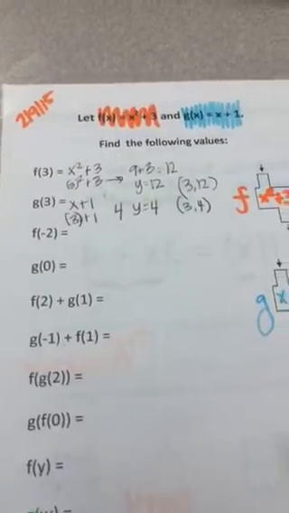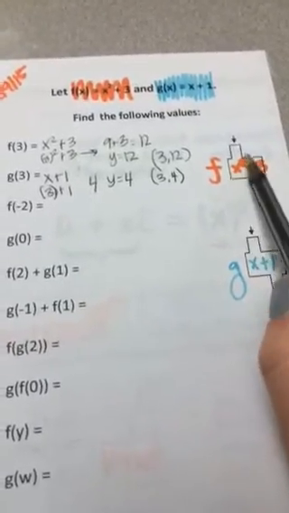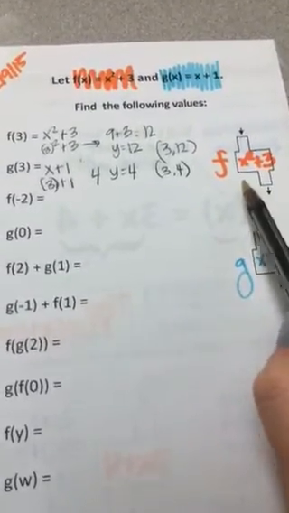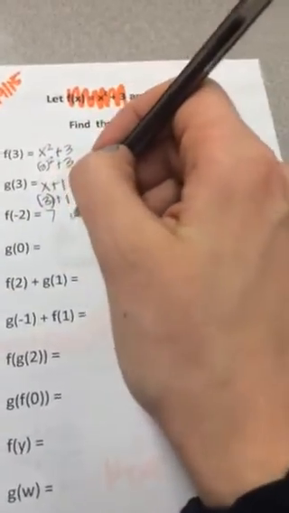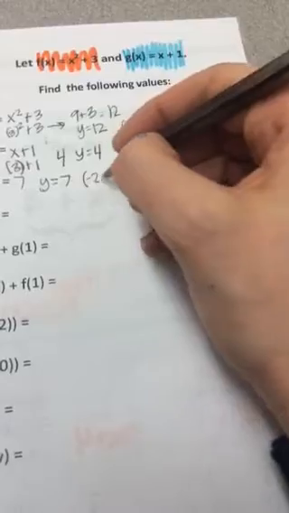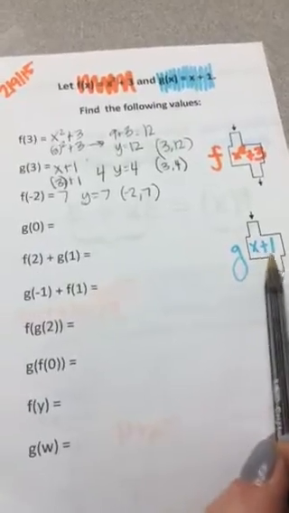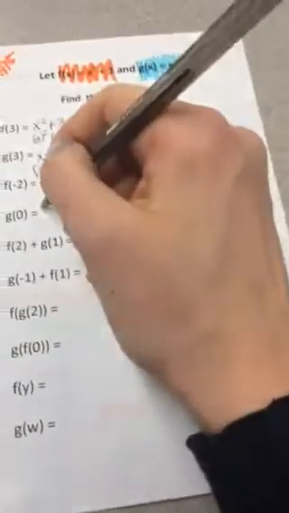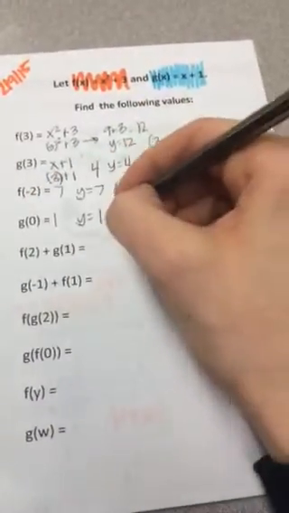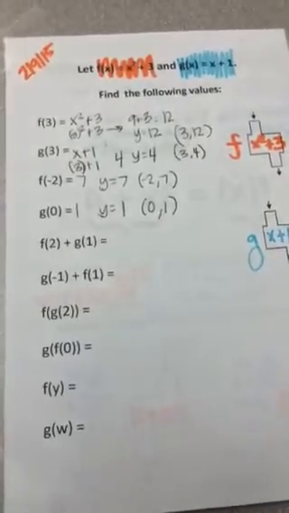Simple as that. Same thing, f of negative 2. Negative 2 times a negative 2 is positive 4. Plus 3 is 7. So we got y equals 7. Our input is negative 2. Our output is positive 7. Now we're on g of 0. 0 plus 1 is 1. Y equals 1. Input of 0. Output of 1. Pretty easy.